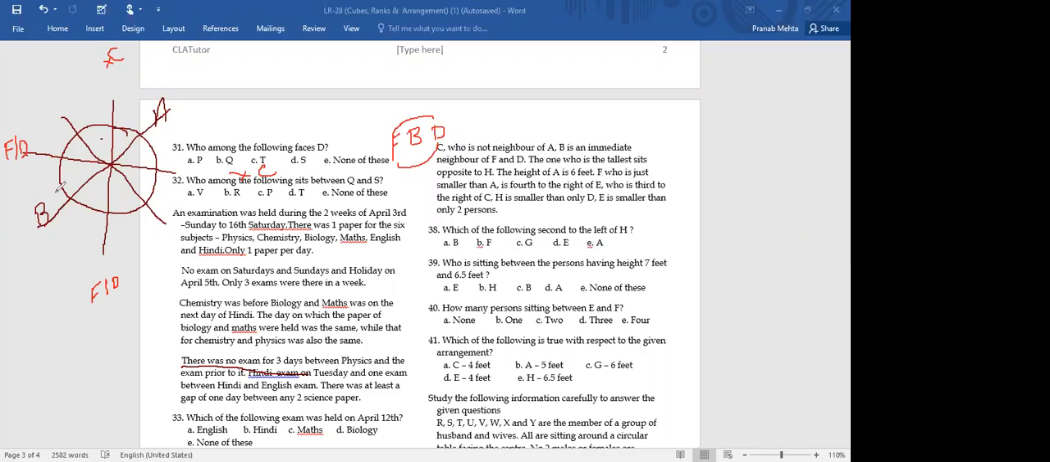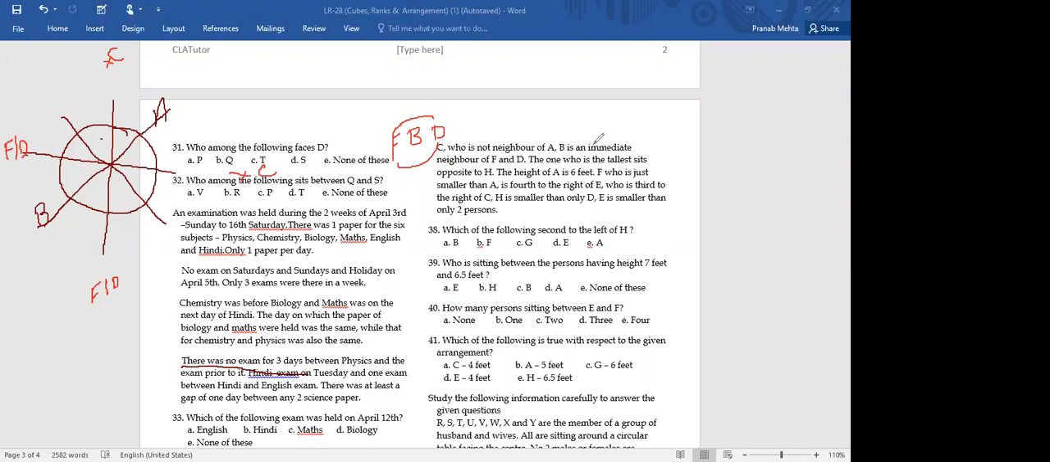So here I can have F and D. Right now we are not sure, so we'll wait and see. If D comes here, F comes here, or if D comes there, F will go here. So interchange, because B is an immediate neighbor of F and D. It is sure that D and F will be in either of these two positions. We'll wait and watch.